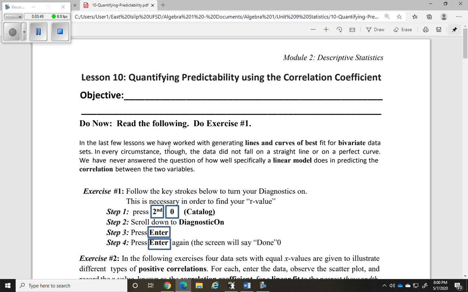So in the last few lessons, we've worked with generating lines and curves of best fit for bivariate data. And in every circumstance, even though the data didn't fall on a straight line or on a perfect curve, it sure has been close, right? And we've never answered the question about how well it actually fits.